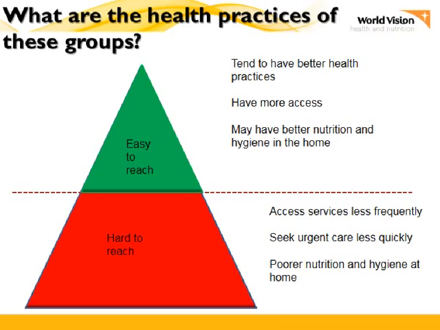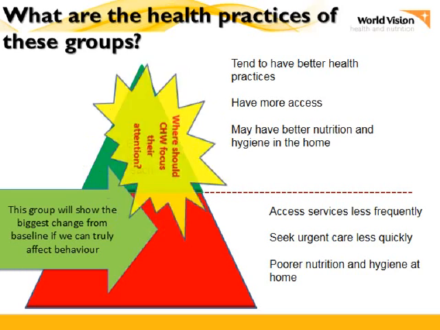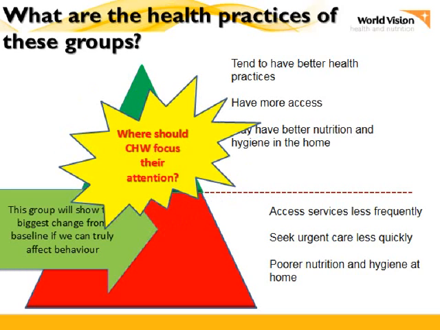So the easy to reach group will tend to have better health practices. They have more access to health facilities and services, and they may also have better nutrition and hygiene in the home, whereas the hard to reach group seeks services less frequently, especially when it comes to urgent care. They experience barriers to access, and in the household they're more likely to have poor hygiene and nutrition practices.